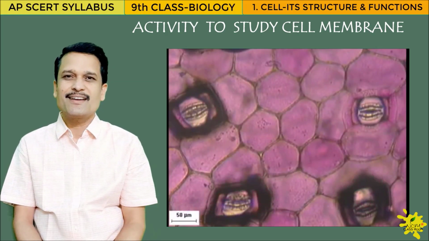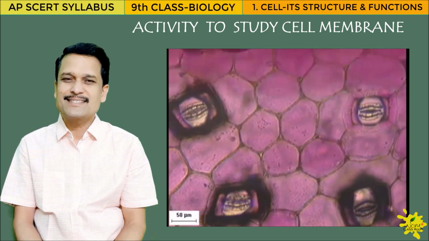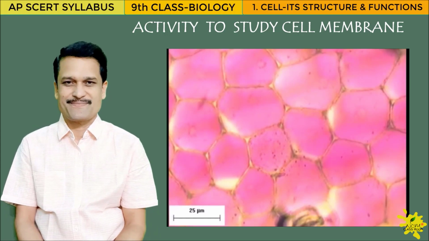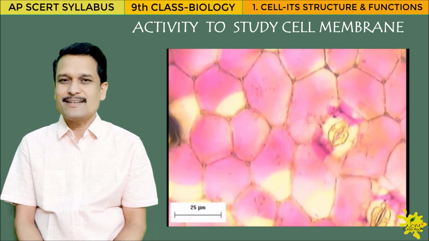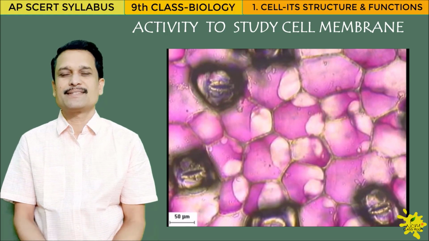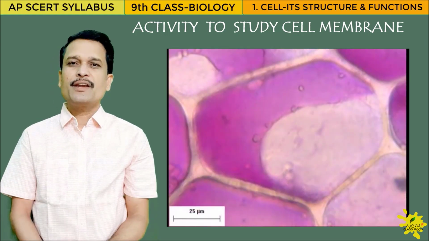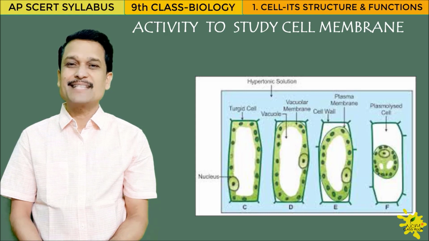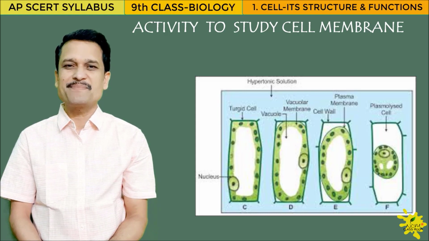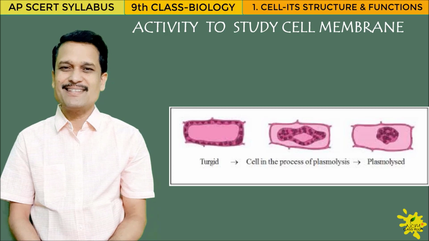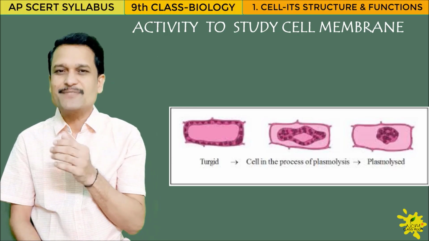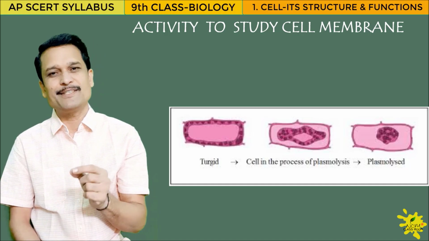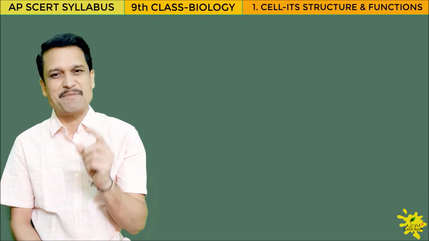The observation is water present inside the Rheo leaf cell comes out. Result is shrinking of cytoplasm. Shrinking of cytoplasm along with cell membrane became separated from cell wall. Now, by this activity you can understand the cell membrane separates from the cell wall and clearly visible the presence of cell membrane.